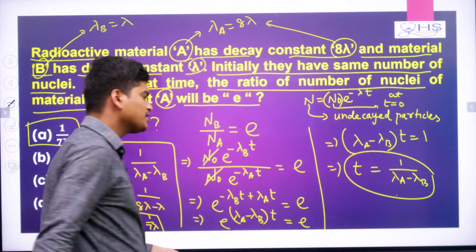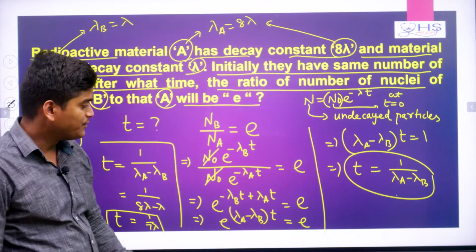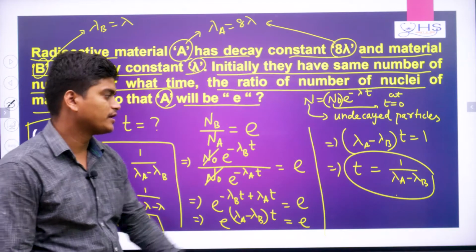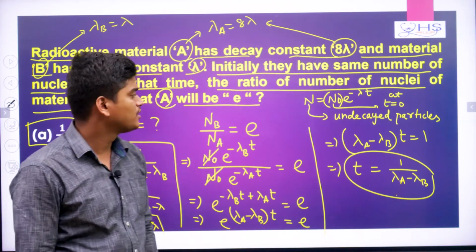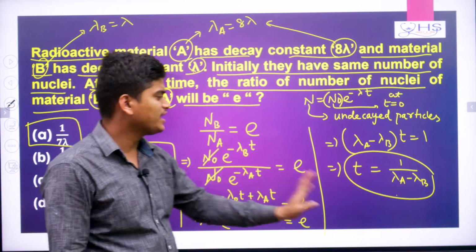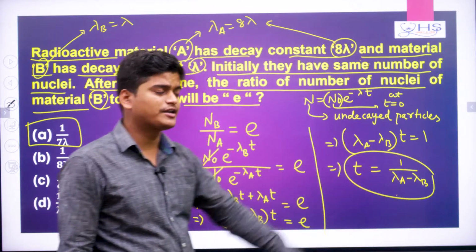Okay, so this is your answer, where lambda is nothing but the decay constant of a minus the decay constant of b. That means if e to the power 1 is there, then it is 1 by the difference of decay constants, lambda a minus lambda b. Suppose e to the power 2 is there, then 2 will come. If e to the power 3 is there, 3 by the decay constant of a minus the decay constant of b.